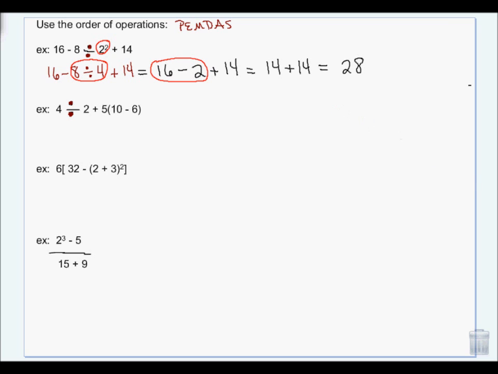Okay. On my next problem, I do have a parenthesis. So I'm going to do what's inside the parentheses first. So I have 4 divided by 2 plus 5 times, and then 10 minus 6 is 4.